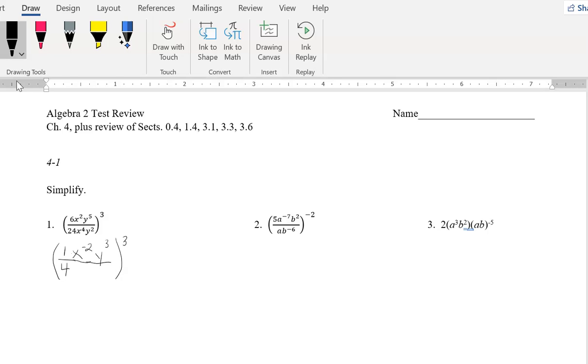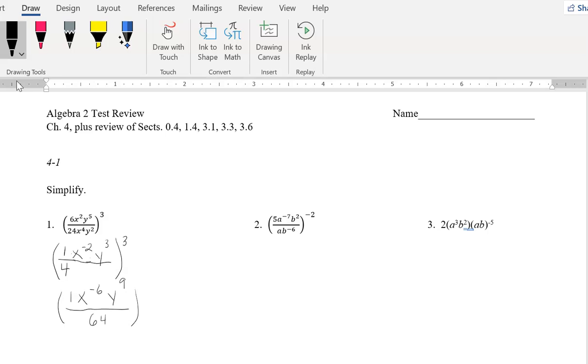Okay, so now every separate term within this fraction needs to be raised to the third power. So 1 raised to the third is still 1. When I raise x to the negative 2 to the third, it becomes x to the negative 6. Whenever you have a power inside that's raised to a power outside, that's when you multiply those powers together. And in a similar way, this becomes y to the ninth. And then don't forget, you also have 4 down here at the bottom. It needs to be raised to the third power. 4 to the third is 64.